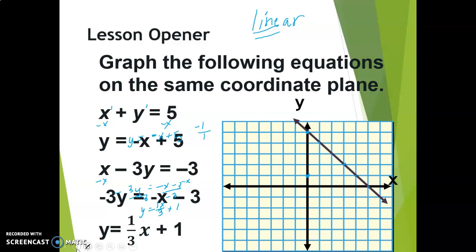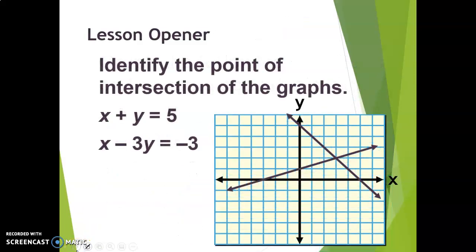So there's our first line, y equals negative x plus 5. And here comes our second line, y equals 1/3 x plus 1. And we can see that these two lines do have a point of intersection. They've got one coordinate in common. And if we had to label that coordinate, we would say that it is 3 over on the x-axis and 2 up on the y-axis. So that point of intersection is 3, 2. It's the one point they have in common.